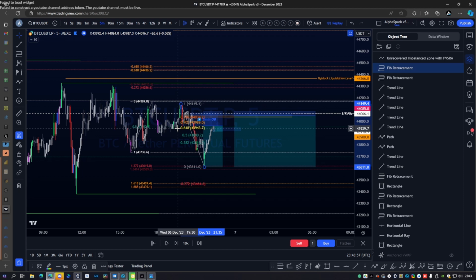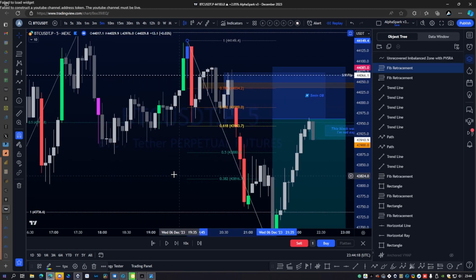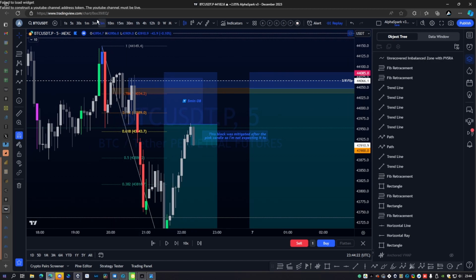It's the middle of the PD array, right? The premium discount zone. But for example, if you enter on the 618, it gets a little bit better in terms of risk to reward. But a really good one would be the 786. And for example, the 786 is right here. This was a BPR. In case someone doesn't remember what a BPR is, basically when imbalances overlap.